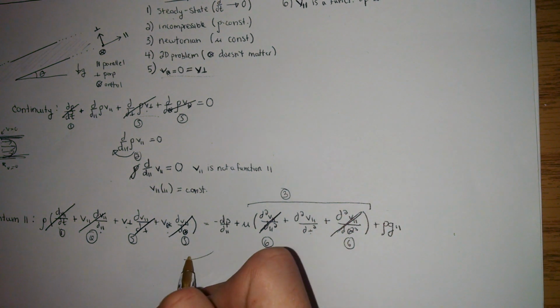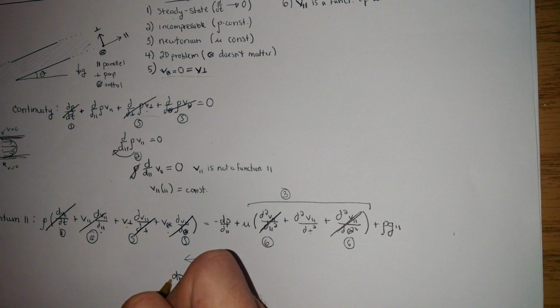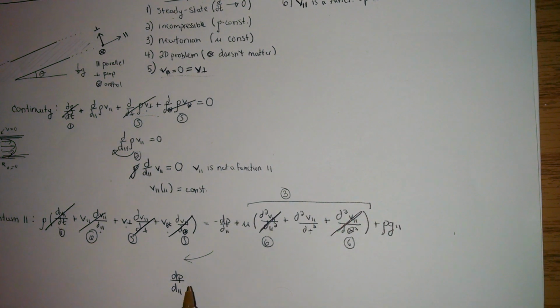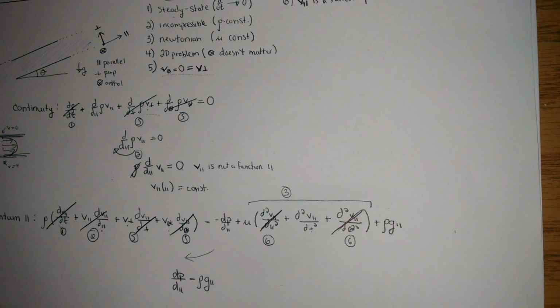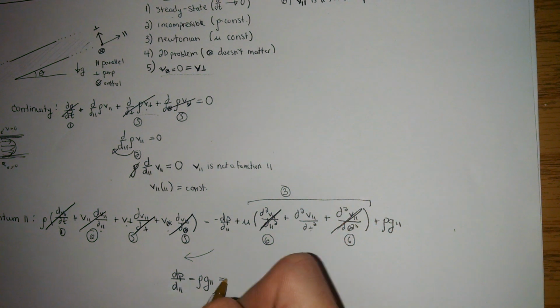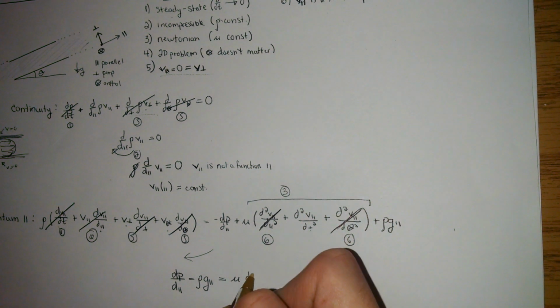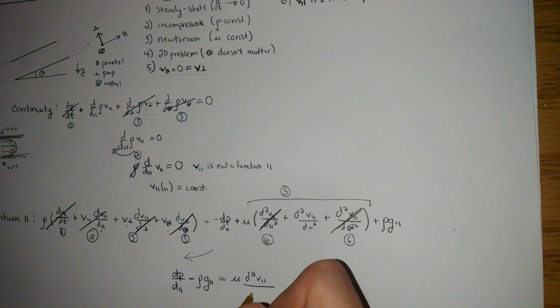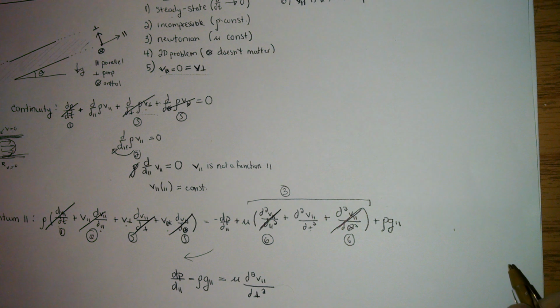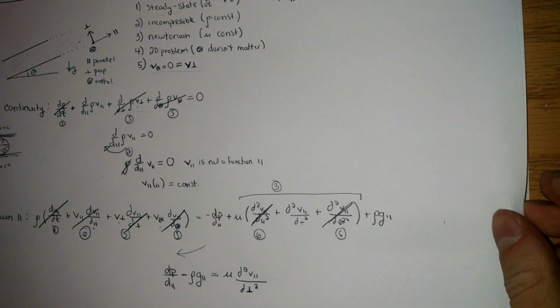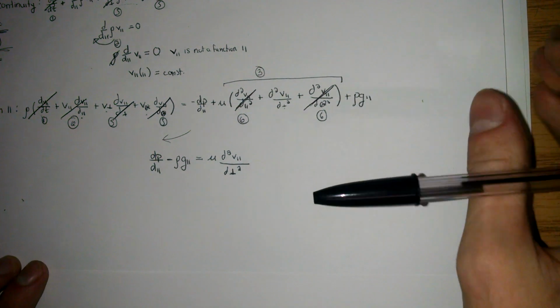So what we're left with is, I'm going to move this to the other side, dP, the pressure dependence in the parallel direction, minus the gravity term in the parallel direction. It's going to be equal to the viscosity times the second derivative of the velocity in the parallel direction with respect to the perpendicular direction. Okay, and this we're actually going to be able to solve, well, sort of explicitly. So I'm going to do that quickly, I guess, here.